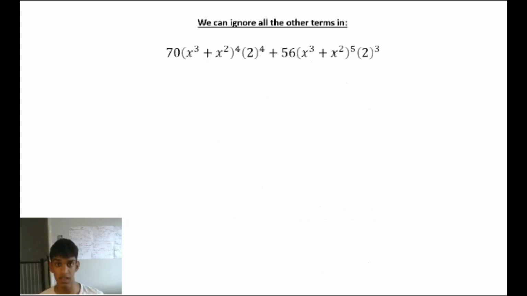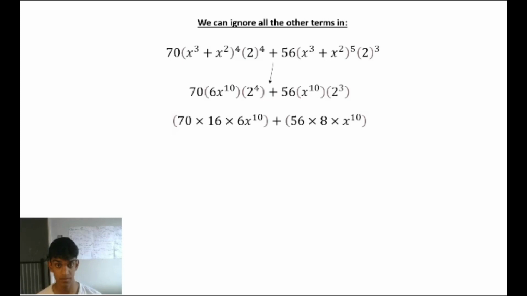So when we have this here, and we've expanded it to get x to the power of 10, we can simply ignore all the other terms in the expansion of (x cubed plus x squared) to the 4 and (x cubed plus x squared) to the 5. So we can just replace it with this: 70 times 6x to the power of 10 times 2 to the 4, added to 56 times x to the 10 times 2 to the 3. And this is the way we get the x to the power of 10 coefficient.